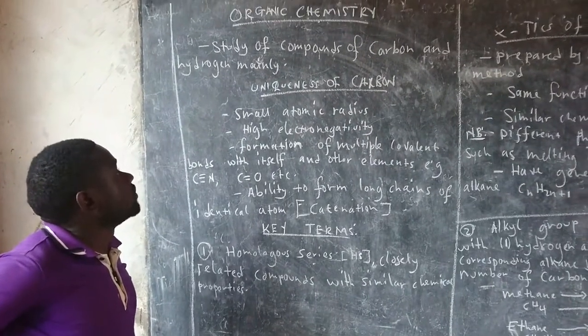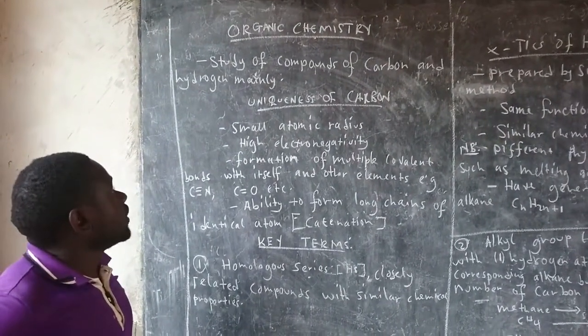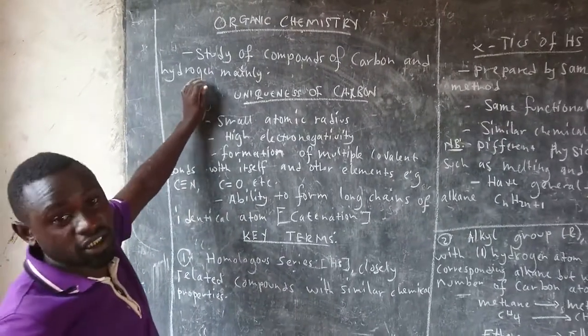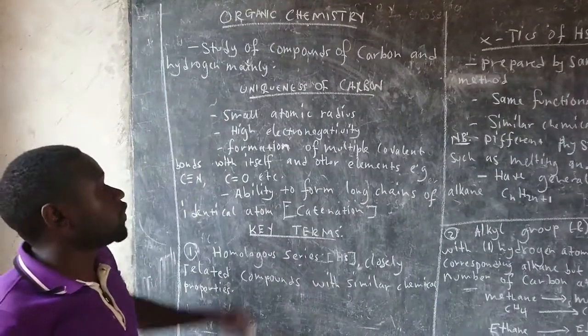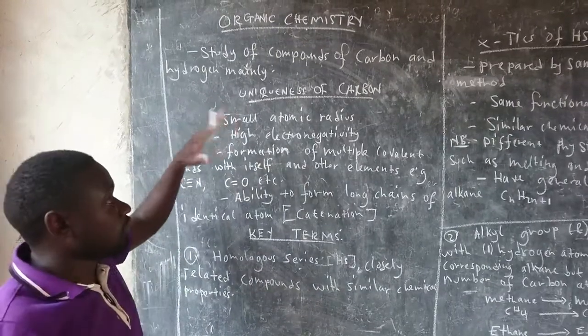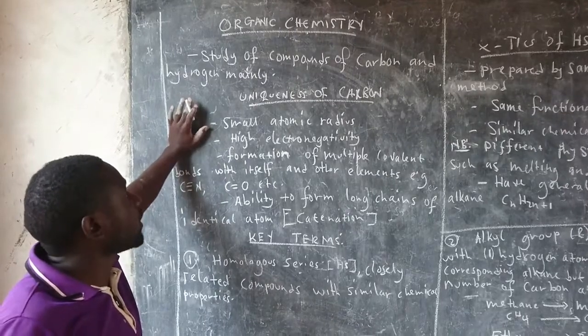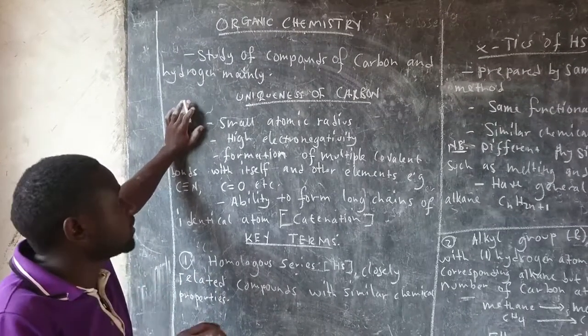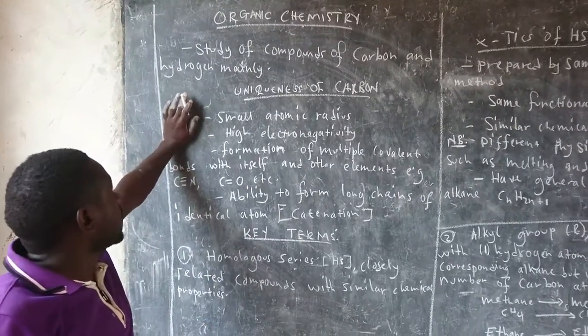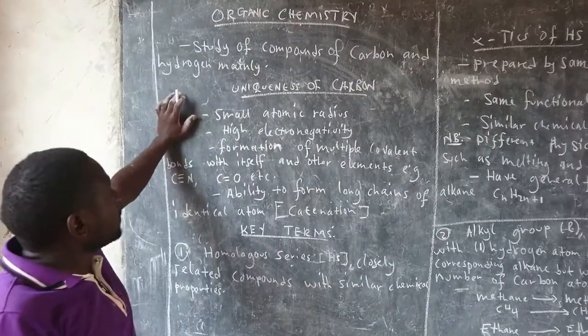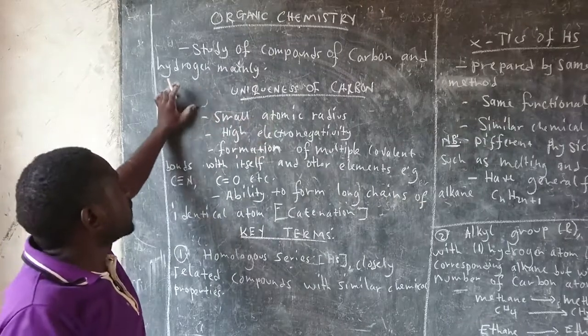Okay, this is organic chemistry, advanced A level. So we are dealing with organic chemistry, which is just a branch of chemistry where we study compounds of carbon and hydrogen mainly. So what we are going to look at is carbon and hydrogen. How does it behave? If it is hydrogen and carbon, it means that they are bonding. So what makes carbon bond with hydrogen?